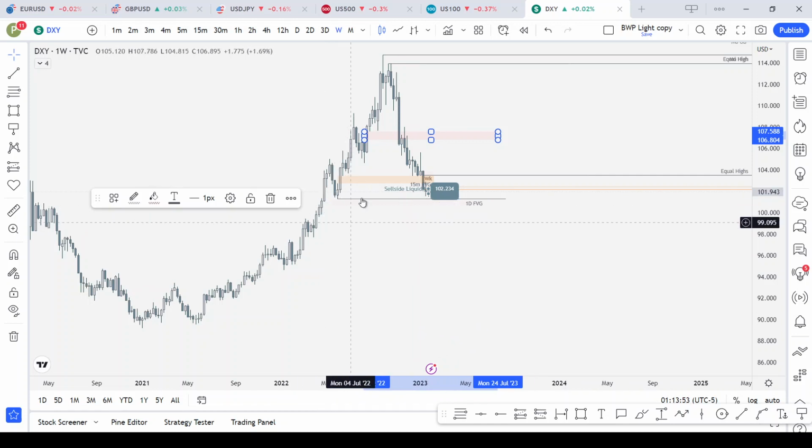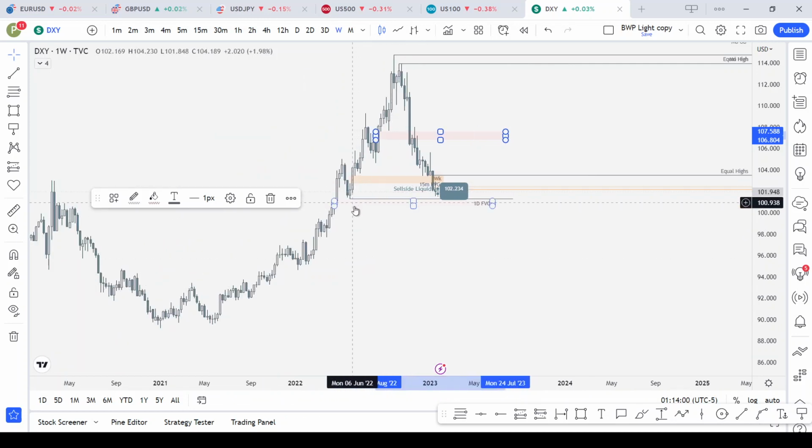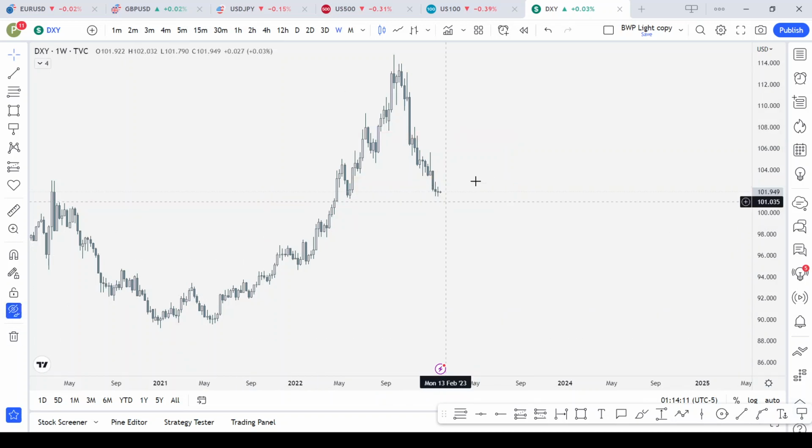I have been quite reserved about this low getting taken out. But you just don't know, it's best to just take it one layer at a time, one level at a time. But at the moment, let me hide this. At the moment, we have this weekly fair value gap as well.